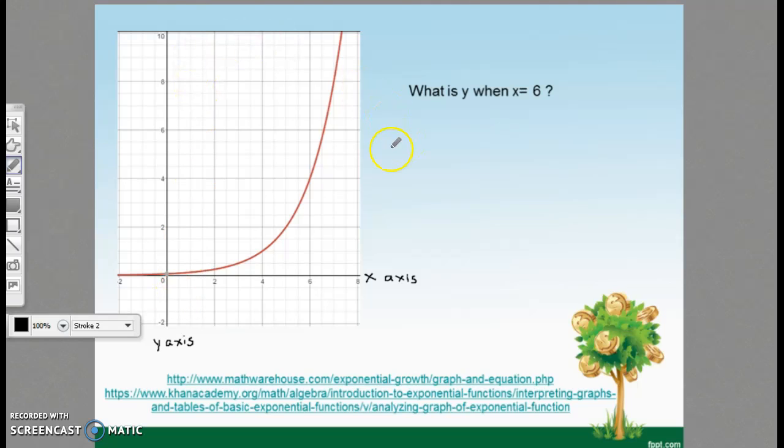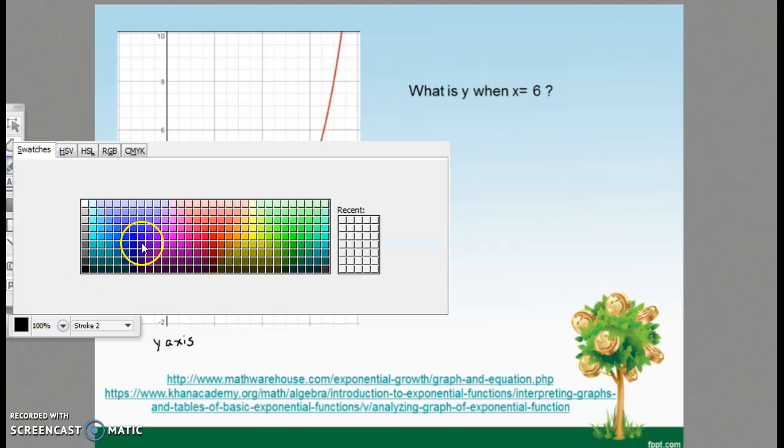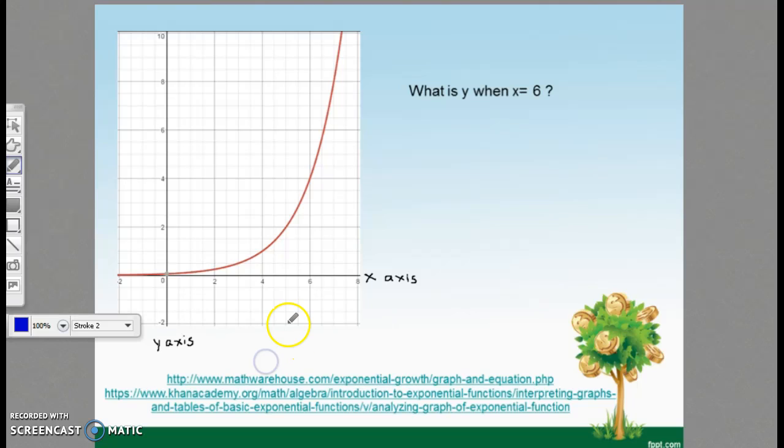Okay? Now, when we look at a problem like this, there's a problem here that says, what is y when x is 6? So what I'm going to do is find where x equals 6 first of all. I'm going to change colors here. I'm going to go with some blue. And x is 6 right here. Now, I know it's a little bit tiny, but that number right there does say 6. So that's where x is 6 because that's on my x-axis. So my job is to find y when x is 6.